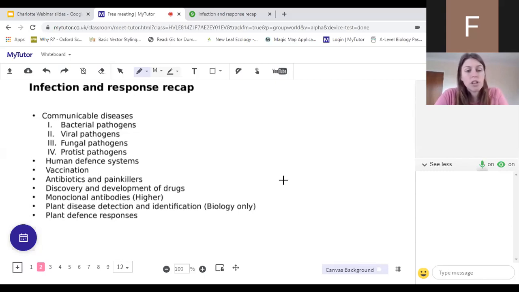Drugs, their development and discovery, all the different testing that goes on, lots and lots of questions about those because it relates directly to scientific technique. And then monoclonal antibodies, plant diseases, and plant defenses as well. So those of you who were in those lessons, did you come away with any questions? I did mention at the end of our last lesson on plants we'd do this today. So did you happen to bring any questions that you'd like answered in today's session?